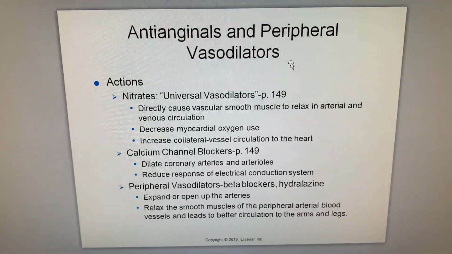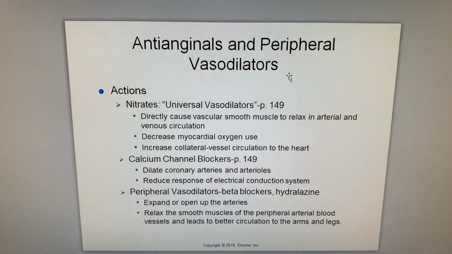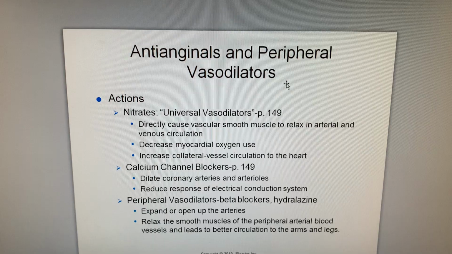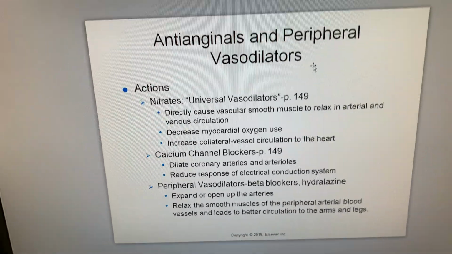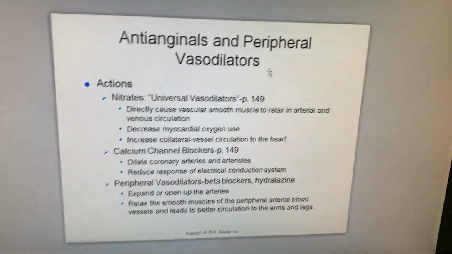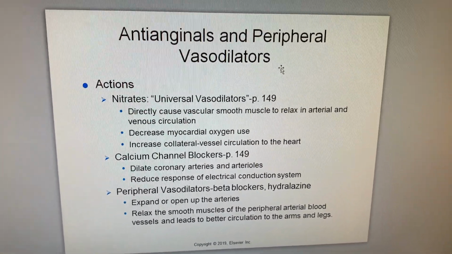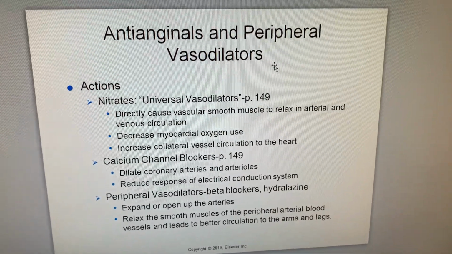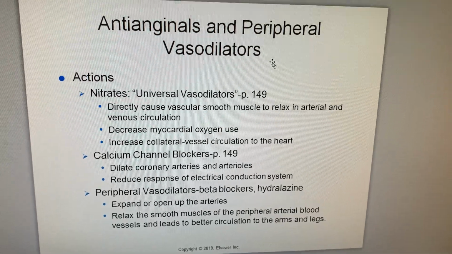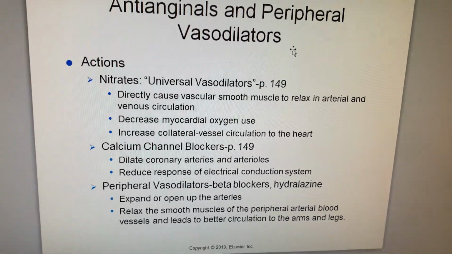vessel circulation. The body has a tremendous ability over the years, as it senses a lack of or a decrease in oxygen to certain parts of the heart, to allow the heart to form what are called collateral vessels, or new smaller vessels form to try to make up for the fact that the larger vessels are occluded. And it's believed that the nitrates can kind of help this process.